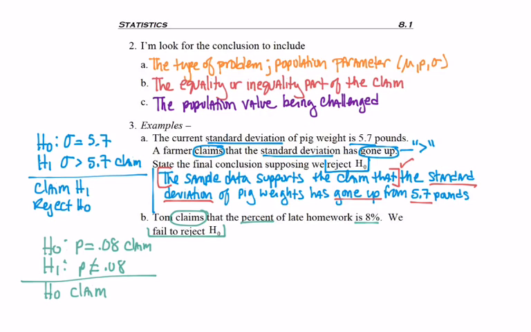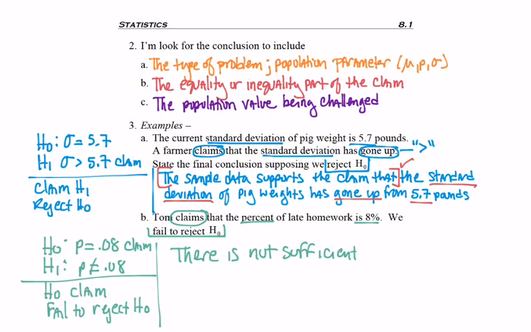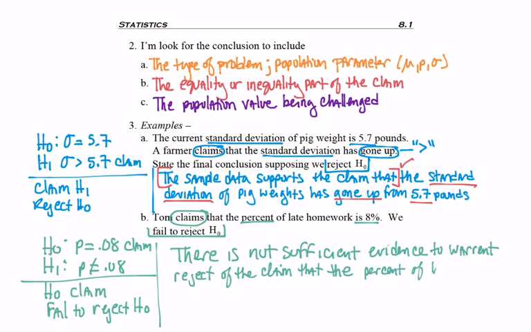So H0 is my claim, I failed to reject H0, and so according to the flow chart, there is not sufficient evidence to warrant rejection of the claim that the percent of late homework is 8%. So I've got the right starter piece, I've got the percent, the equality in this case, and the population value.